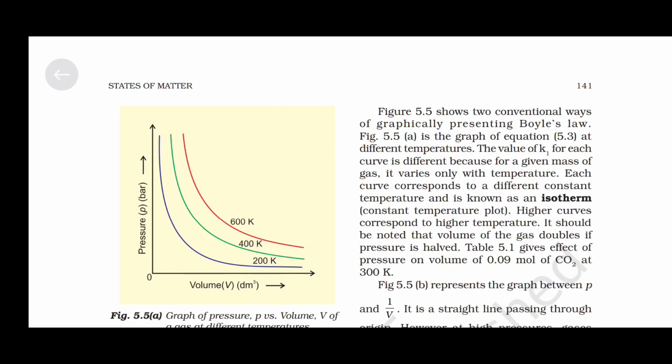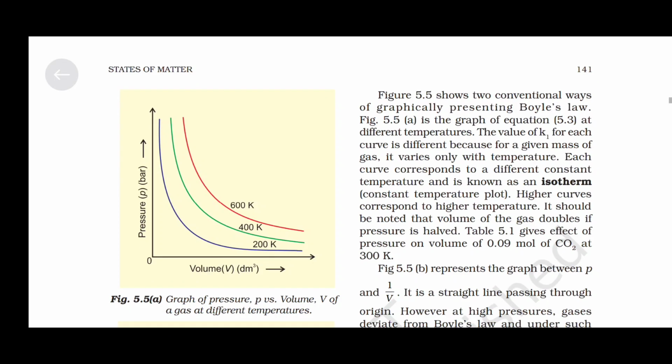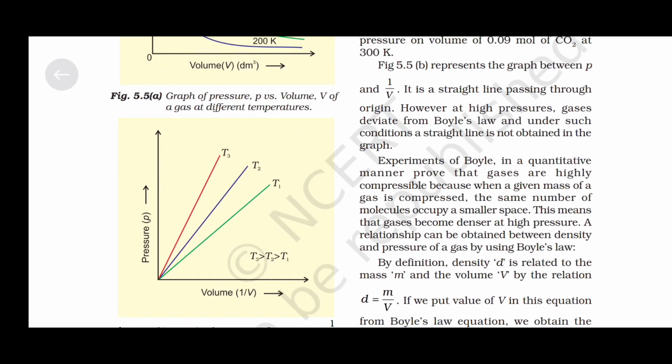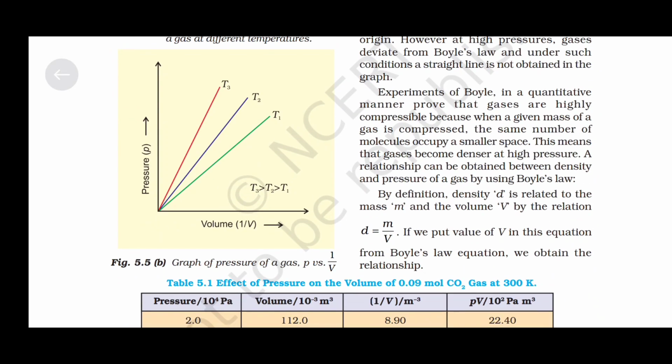Higher curves correspond to higher temperature. It should be noted that the volume of the gas doubles if the pressure is halved. Table 5.1 gives the effect of pressure on the volume of 0.09 mole of CO2 at 300 Kelvin. Figure 5.5b represents the graph between P and 1 by V. It is a straight line passing through the origin. However, at high pressures, gases deviate from Boyle's law, and under such conditions, a straight line is not obtained in the graph. Boyle's experiment in a quantitative manner proved that gases are highly compressible because when a given mass of gas is compressed, the same number of molecules occupy a smaller space.